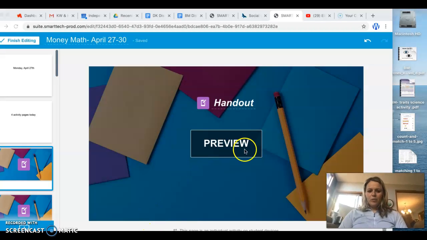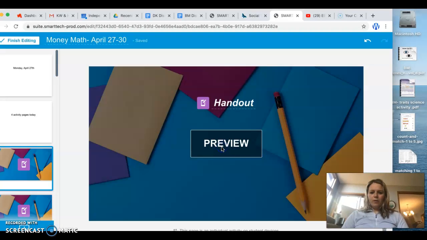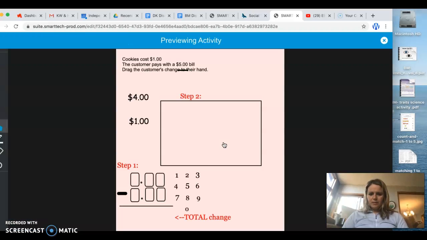Hello, I am going to show you how to use the Smart Learning for our math this week. All right, so here we go. We're going to click on our handout when we get there.